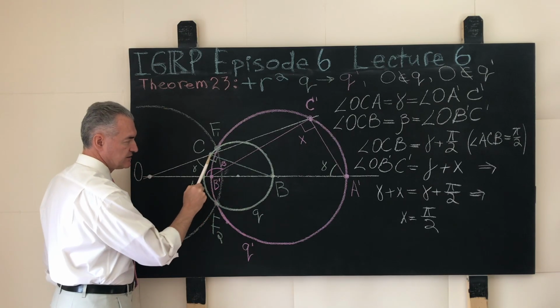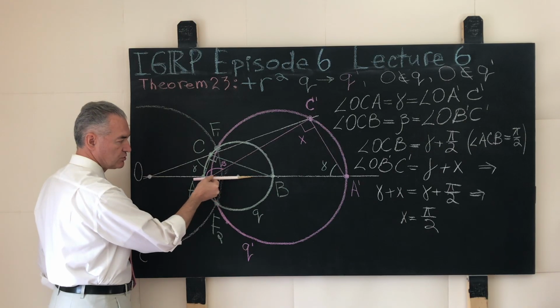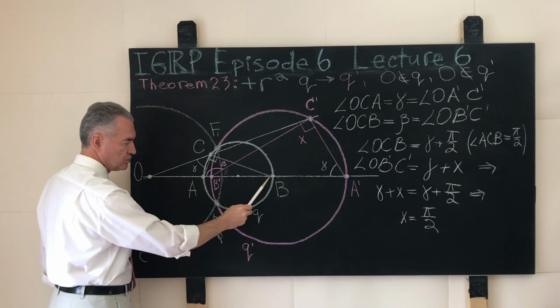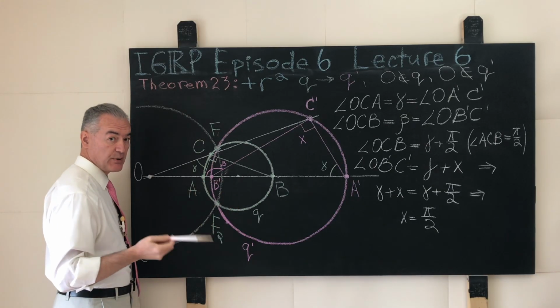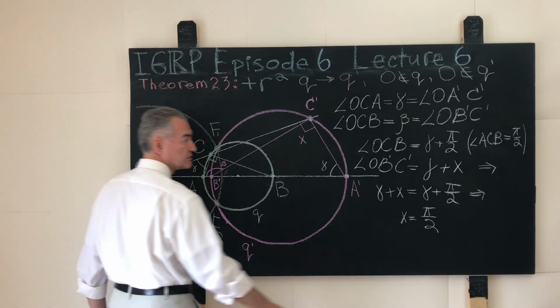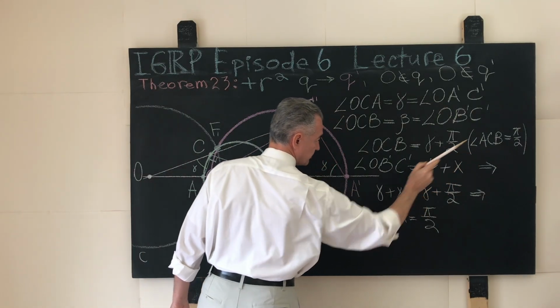But the angle ACB is the circumference angle that subtends the semicircle, subtends the diameter of the circle Q, right here, AB. Hence, the magnitude of that angle is what? Pi over 2, 90 degrees. Gamma plus pi over 2, and we have this result here.